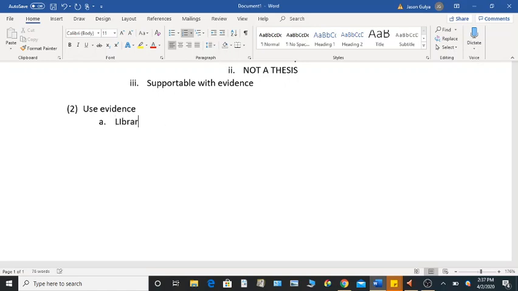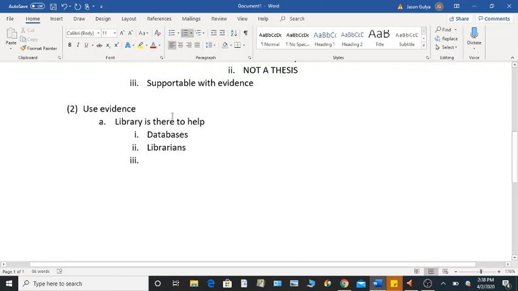Keep in mind that the library is there to help. They have a bunch of different databases, and we have librarians who are more than happy to help you out. So if you are really, really stuck with finding some sources and some piece of evidence that you can use, reach out to me. Certainly, I can help you go through some databases. I'm relatively familiar with them. You can also ask a librarian, and they might have even more ideas about where you can go.